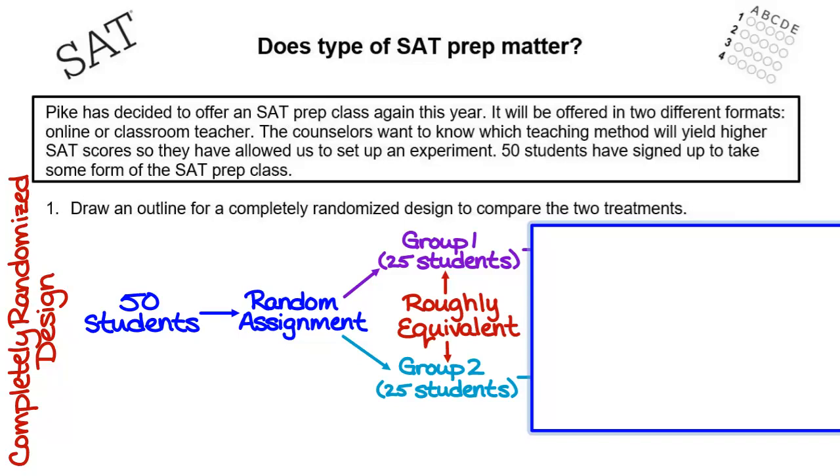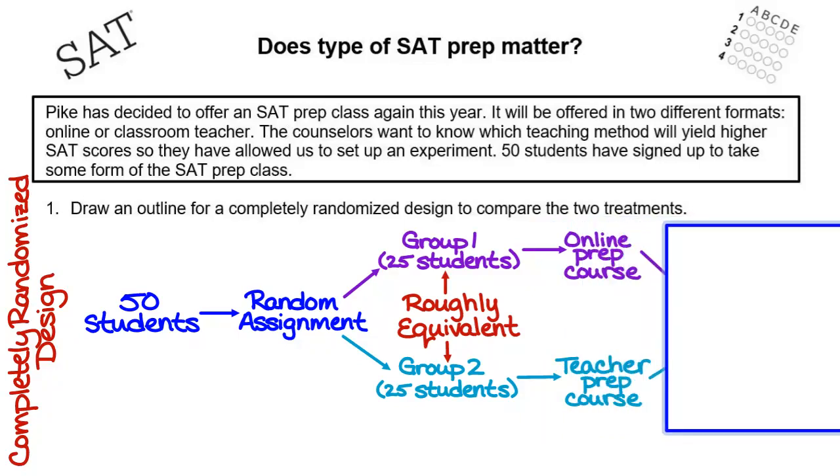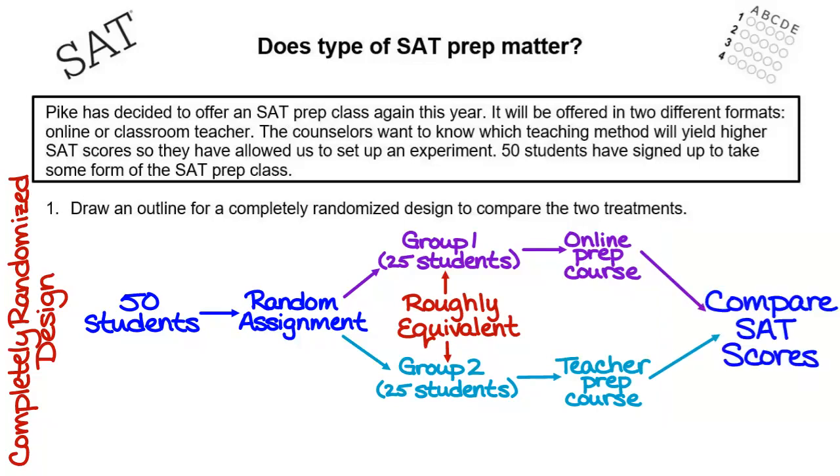And then what do we do with those two groups? What should happen to group 1? Online. And group 2? Classroom, teacher prep. Sounds good. And then at the very end, what do we want to do? We want to compare SAT scores. Beautiful.